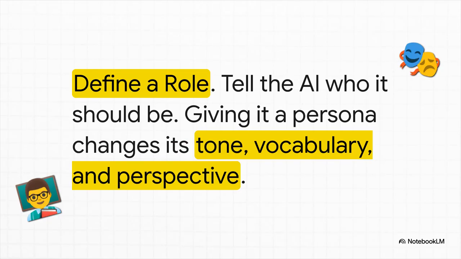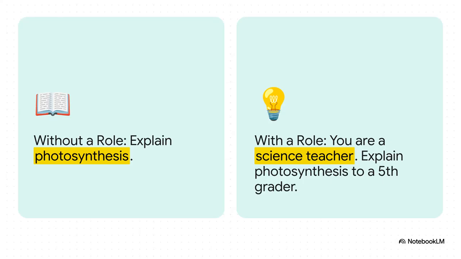All right, technique number 2 is all about defining a role. This is where you actually tell the AI who to be. You give it a persona, a character to play. And doing this fundamentally changes everything: its tone, its vocabulary, its entire point of view. For example, if you just ask it to explain photosynthesis, you're going to get a dry, boring textbook definition. But what if you tell it to act like a friendly, enthusiastic science teacher, explaining it to a 5th grade class? The whole response is transformed. All of a sudden, it's fun, it's relatable, it's actually easy to understand. It's the exact same information, just delivered in a way better package.